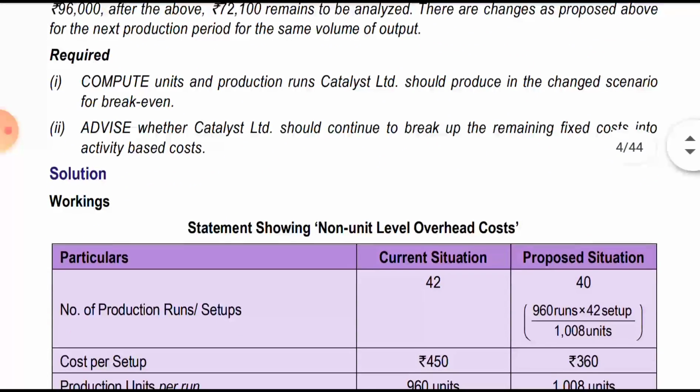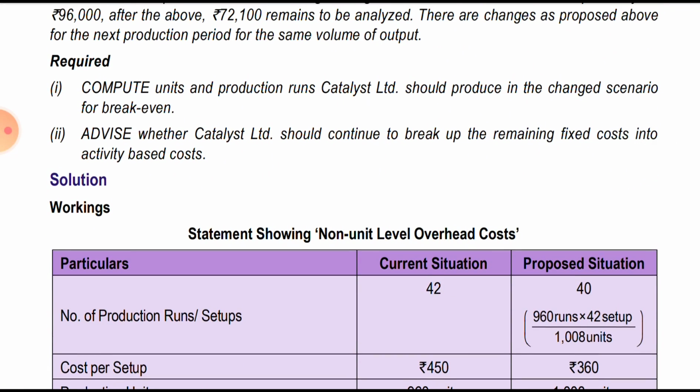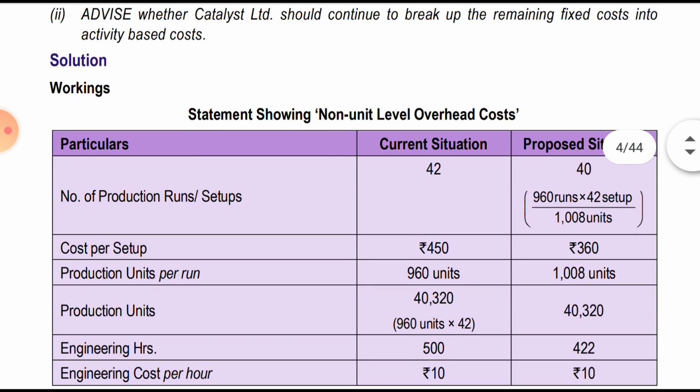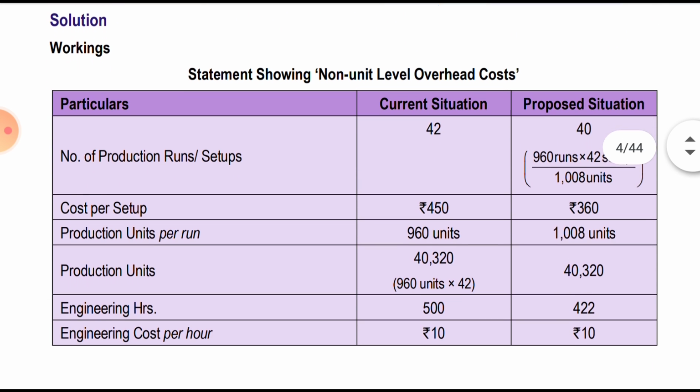Now see, what they have given as the first required part: compute the unit and the production run of Catalyst. So we have to calculate how many units and how many production runs Catalyst should produce in the changed scenario for the break even. So for break even, how many units, how many production runs, and advise whether Catalyst should continue to break up the remaining fixed cost, or should go into activity based costing or not. That we have to advise. So what is the solution?